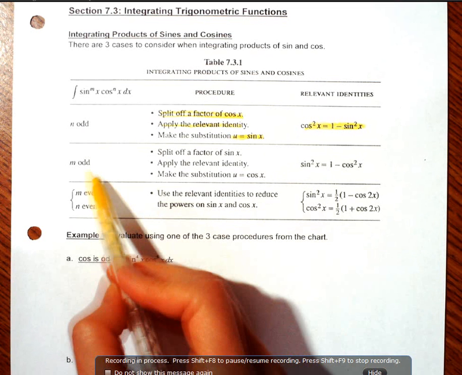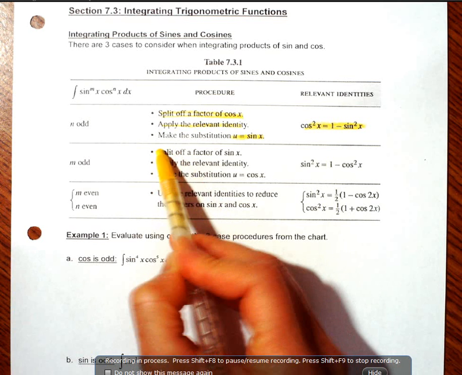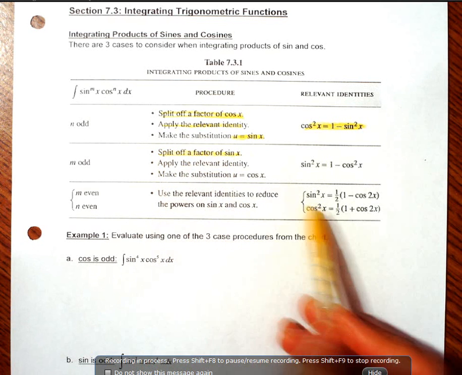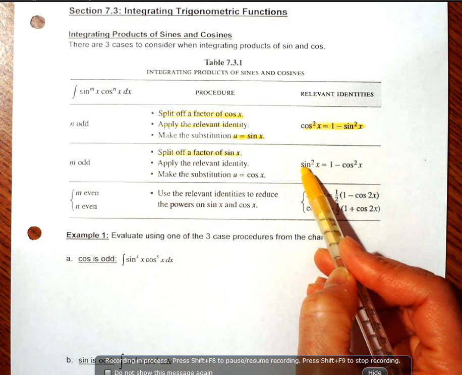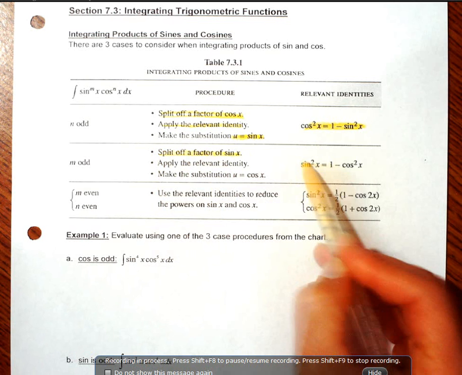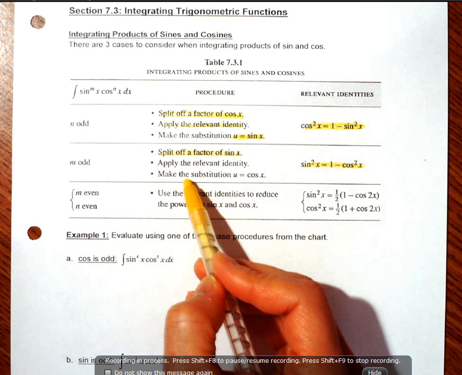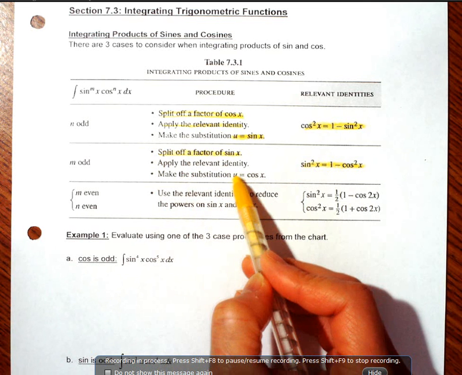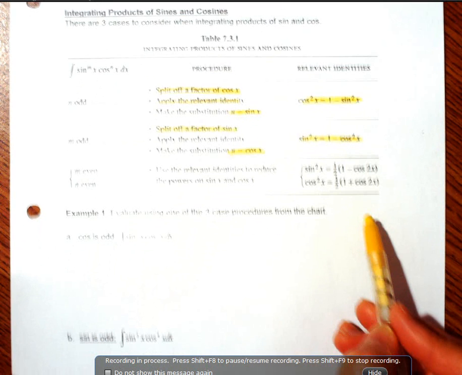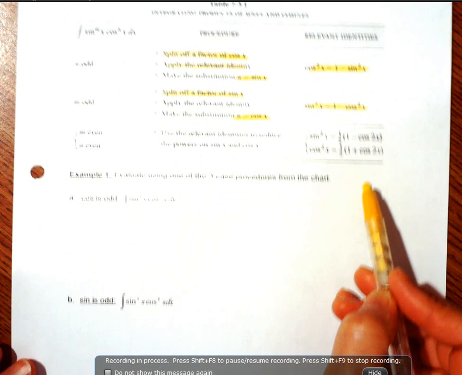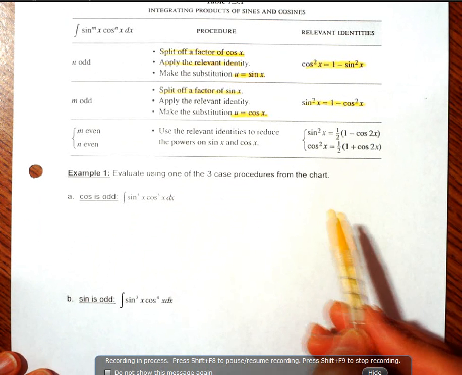If sine is odd, then you split off a factor of sine of x, and then you use the Pythagorean identity, sine squared x is equal to 1 minus cosine squared x. Then you make the substitution u equals cosine of x. The third case is when both sine and cosine are even, and we'll get to that on the next page.